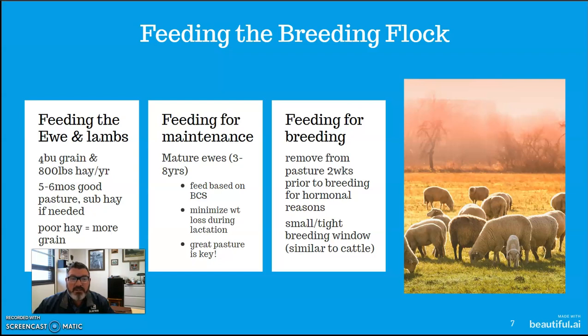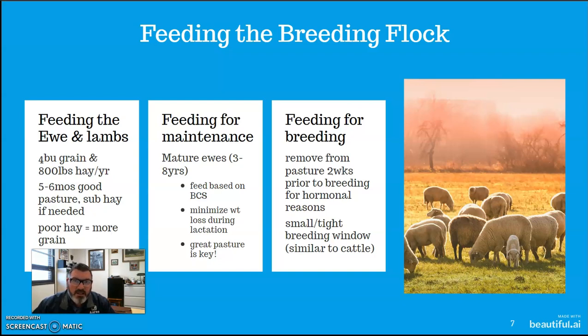If you've got 5 to 6 months of good pasture, you can substitute some of that hay out. If you got crappy hay, you're going to need more grain. Very simple. At this point in the course, you should have a fairly good idea of what good rations need to look like from a quality perspective.